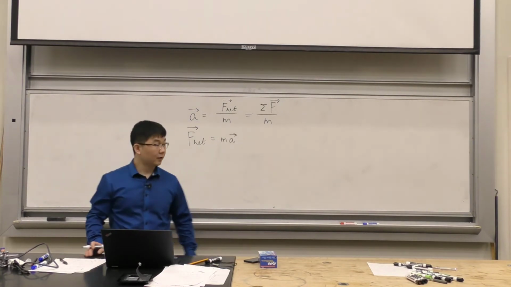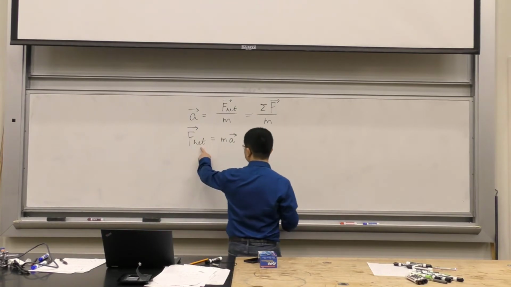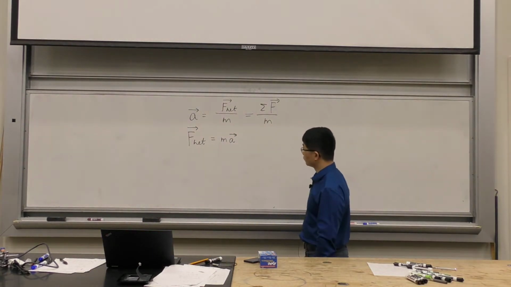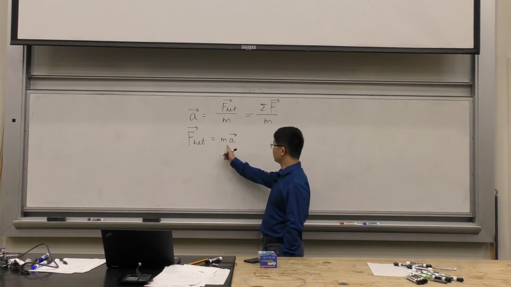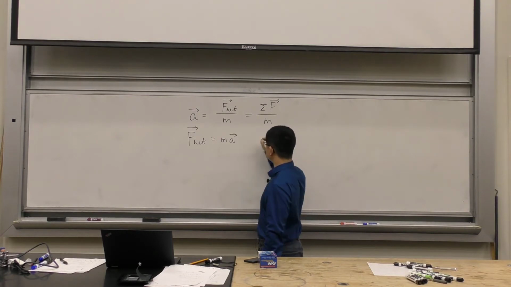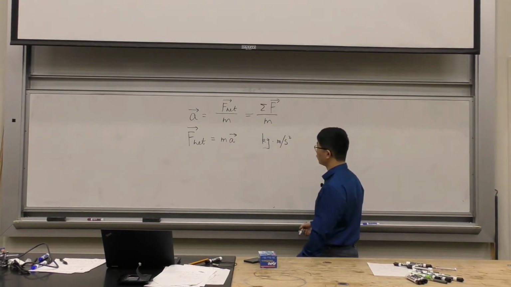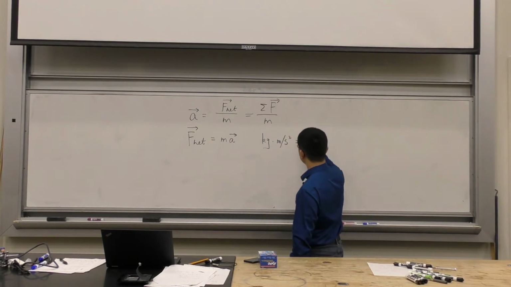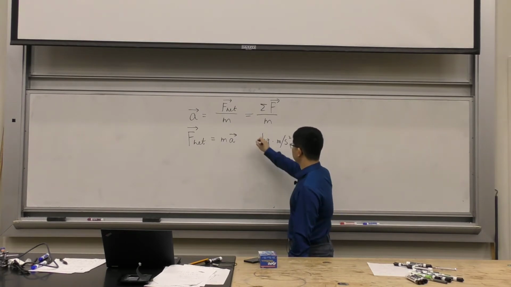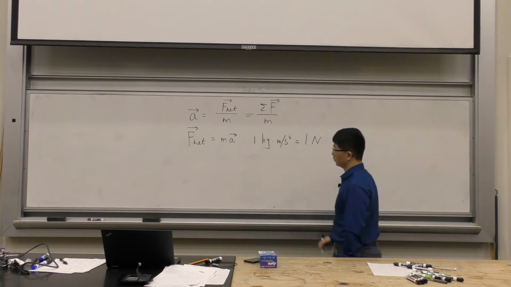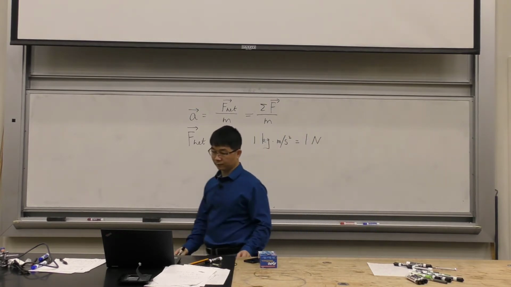So then the SI unit for the force is going to be the product of these two units, which is going to be kilograms times meters per second squared. And we do have a name for it. We call it Newton, in honor of Isaac Newton. So the SI unit for force is the Newton.